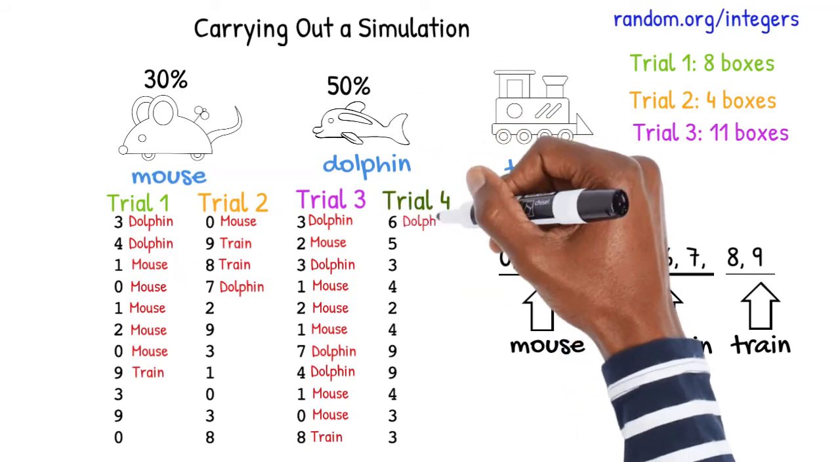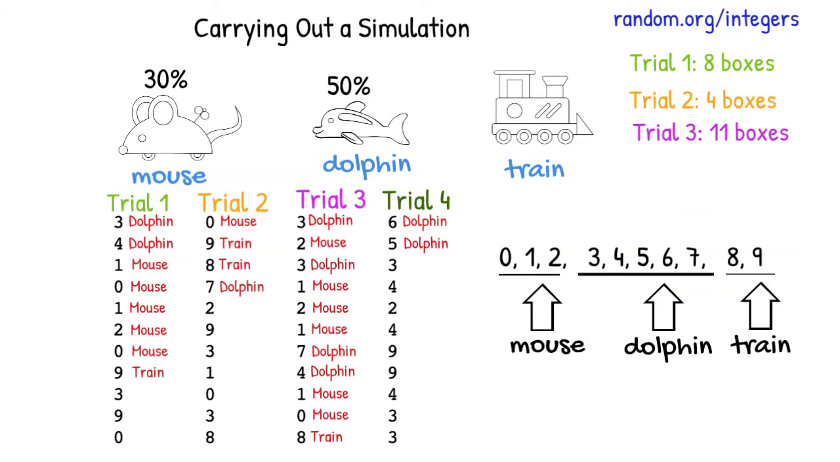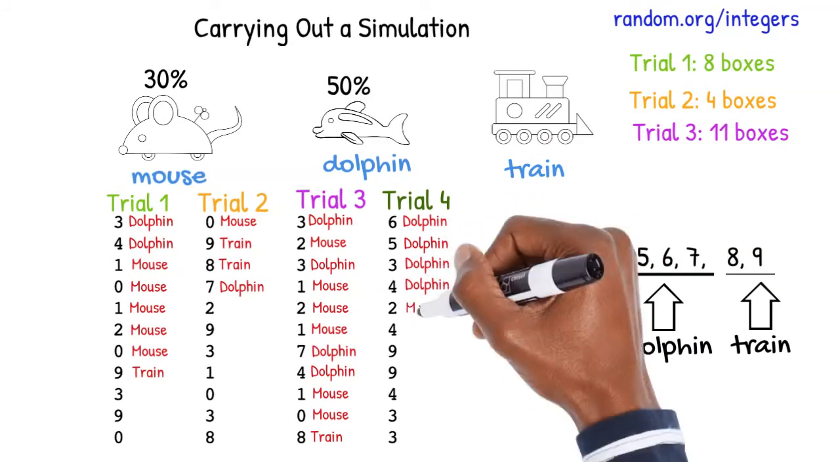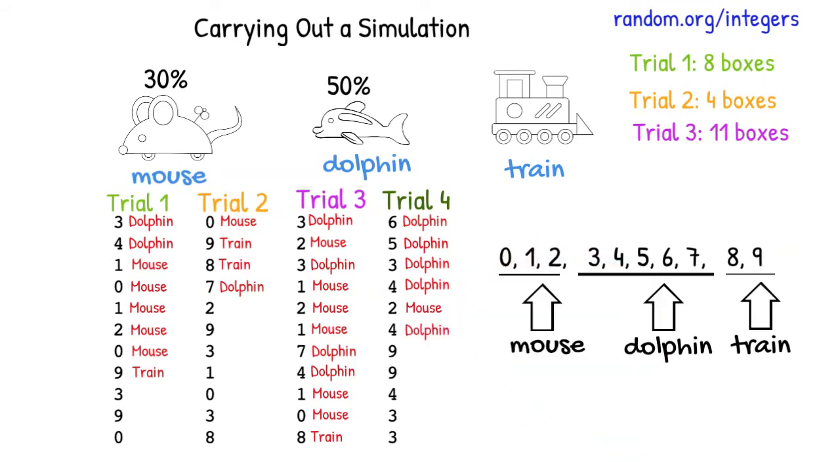For trial 4, we first pick a dolphin, another dolphin, another dolphin, a dolphin again, then a mouse, followed by another dolphin, and finally a train. It took 7 boxes this time to collect all 3 toys.